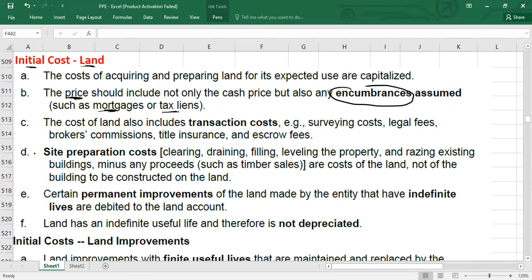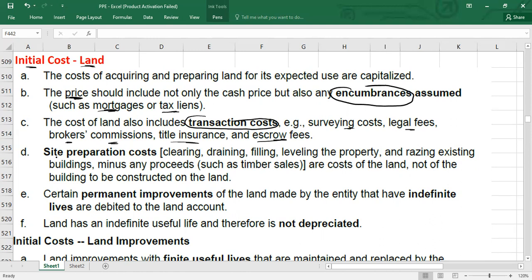Okay. Then the cost of land also includes the transaction cost. Transaction cost means surveying cost, legal fees, brokers commission, title insurance, and maybe some escrow fees also. Escrow fees: maybe you hired a company who will prepare your deed, some paperwork. So you are going to pay certain costs for that paperwork. That will also be capitalized. I would say it will be part of the cost of land.